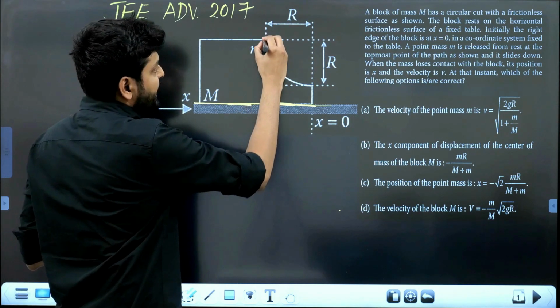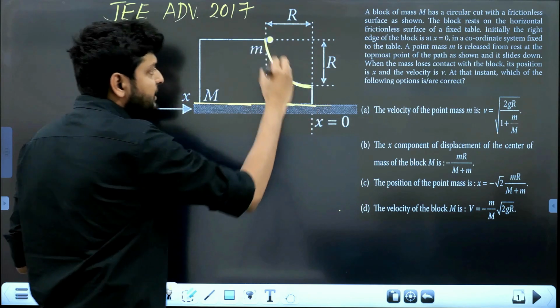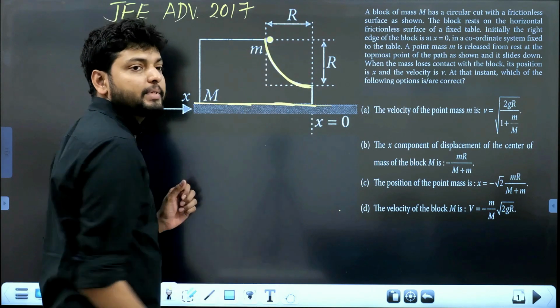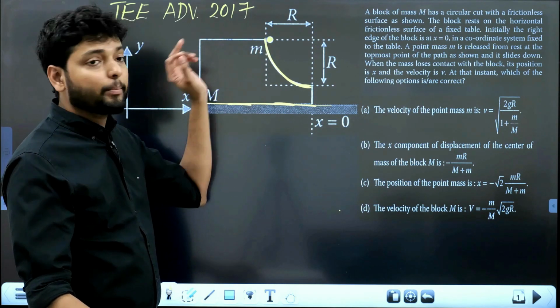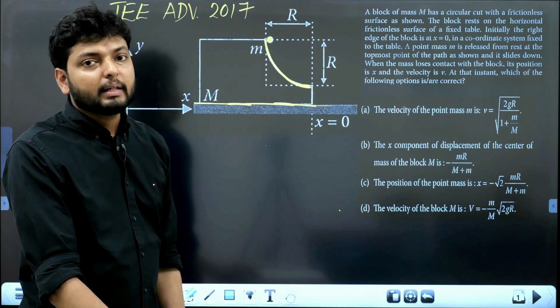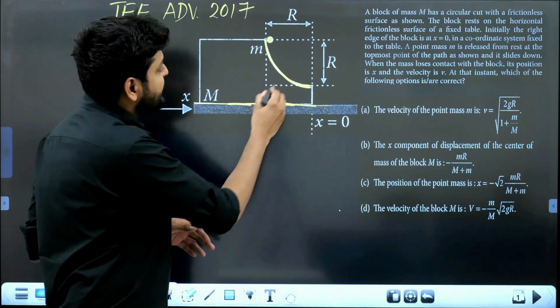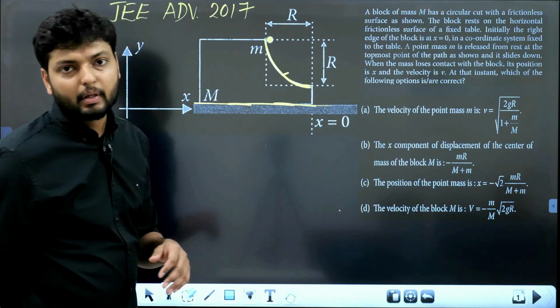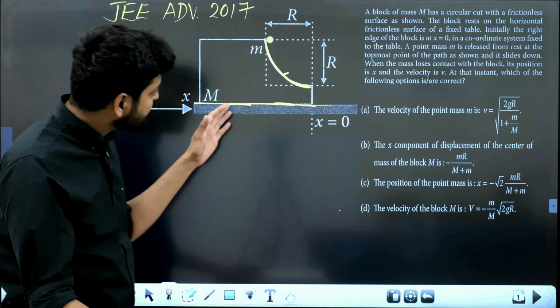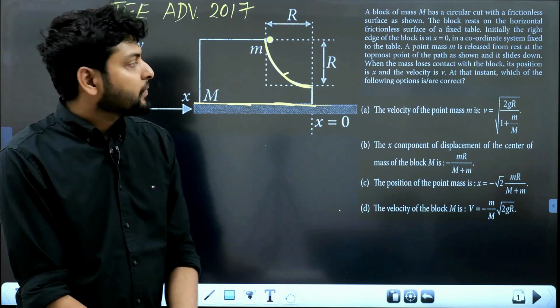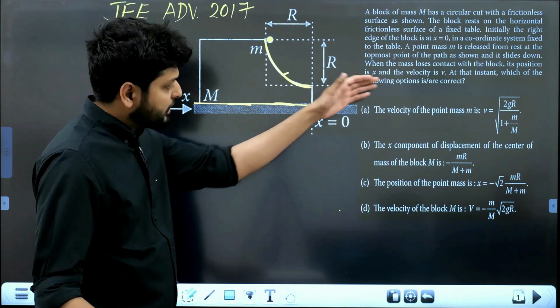A circular cut is made in this block, and a point mass is kept at the top edge, right? And the entire system is released from rest. We are also given that this surface is also frictionless. So both the surfaces involved are frictionless. Right. So now we are asked to evaluate various options.